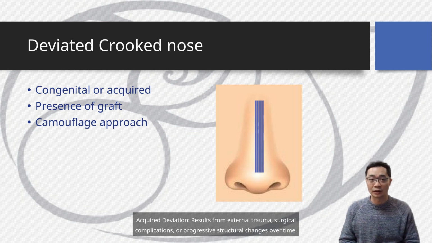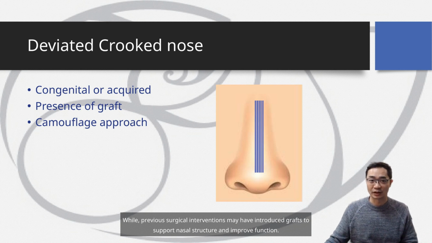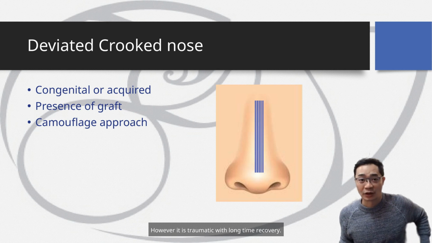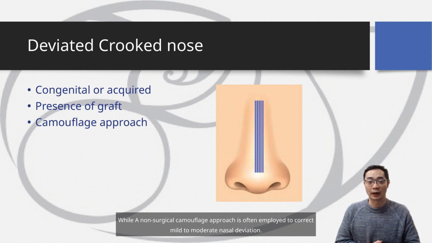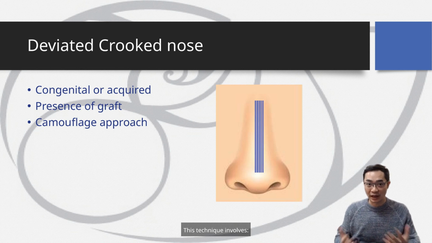Acquired deviation results from external trauma, surgical complications, or progressive structural changes over time, while previous surgical interventions may have introduced grafts to support nasal structure and improve function. However, it is traumatic with long recovery time. A non-surgical camouflage approach is often employed to correct mild to moderate nasal deviation.